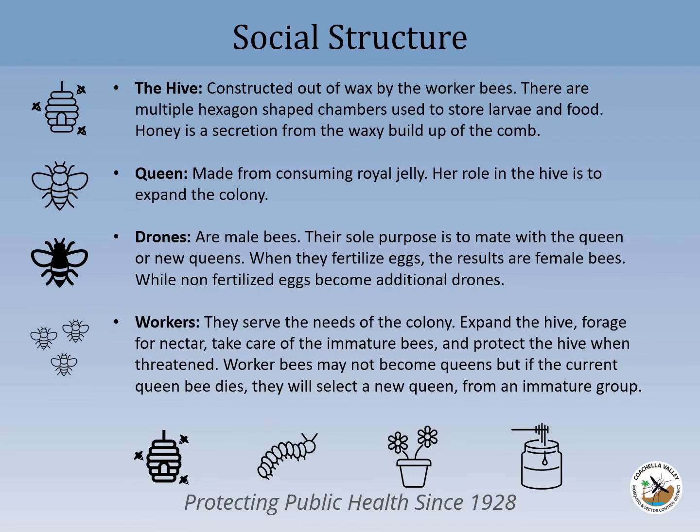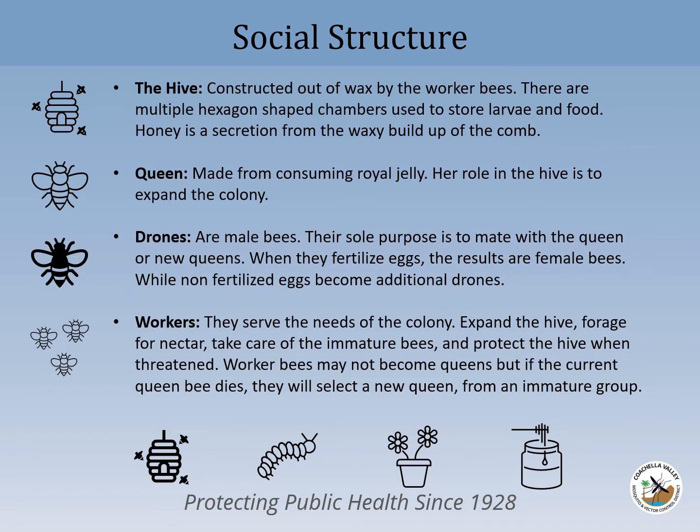So let's look at their social structure. Honeybees are a very social group. They have a hive with a queen. It's made up of drone bees and worker bees, as well as larvae or immature honeybees. The hive is constructed out of wax by the worker bees, and there are multiple hexagon-shaped chambers used to store larvae and food, and honey is a secretion from the waxy buildup of the comb.